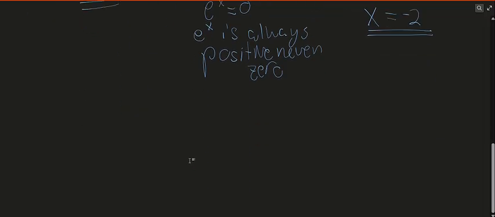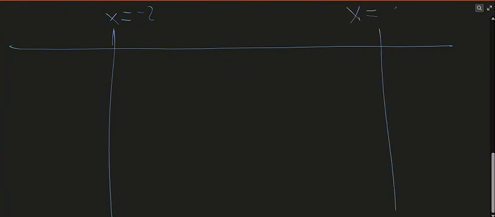Okay, let's draw ourselves a little number line. For this one, let's put x is equal to negative 2. Draw our little column. And for this one, it's x is equal to 0. Let's actually find the chunks.